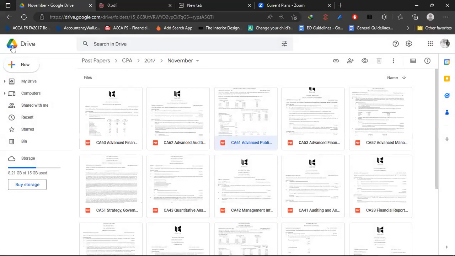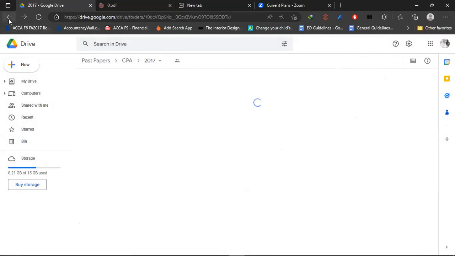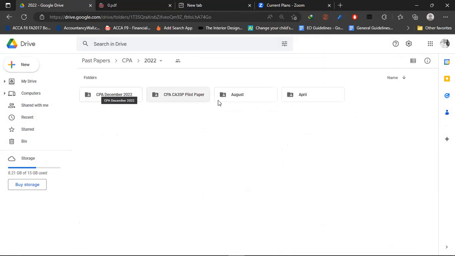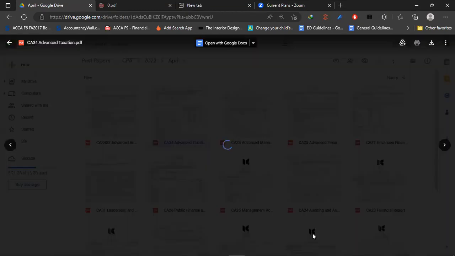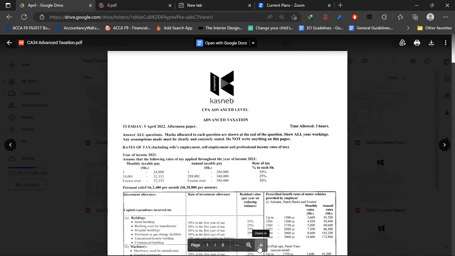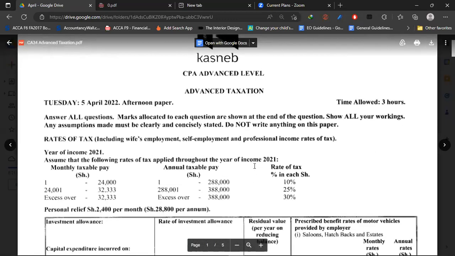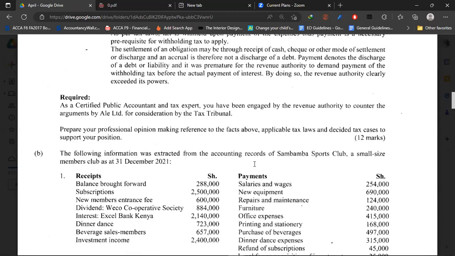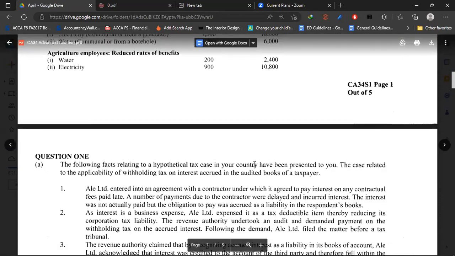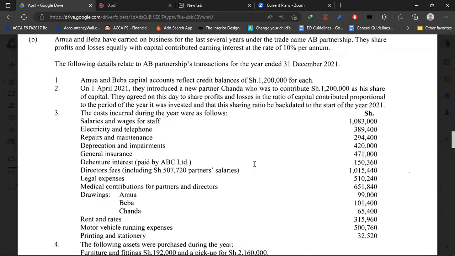April 2022. Let me check what they brought there. So April 2022, our paper now is CA34. That is the code of your paper. So we are discussing question number 2B. Someone to read, please. Someone to read 2B.